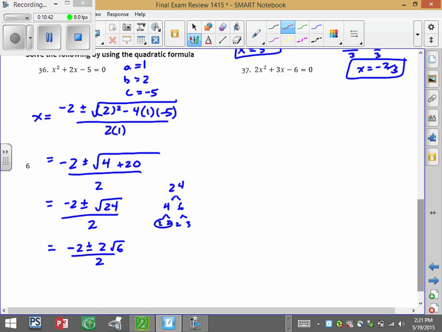And here's one of those guys. Remember the heart rule. And all three of those, we can pull a 2 from all of them, which would leave us with negative 1 plus or minus square root of 6 over 1, which is really just negative 1 plus or minus root 6.